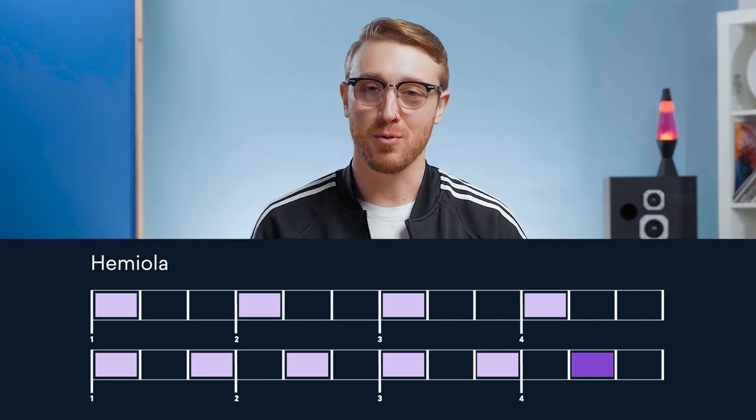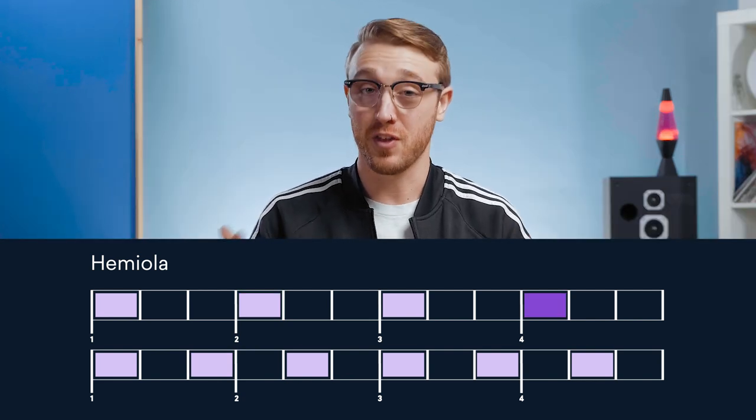Often the two components of this rhythm are spread out between different instruments within the ensemble, for example, 3 in the guitar and 2 in the drums.